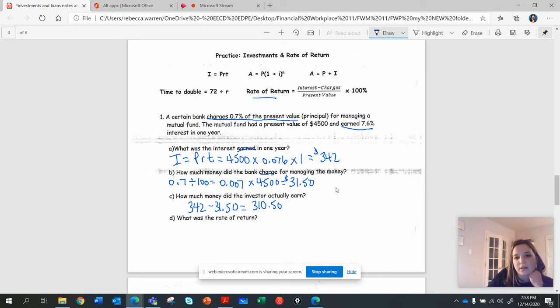Now, the next part says what was the rate of return? So that's this formula here. Notice that it says interest minus charges. Well, that's what we just did. So basically, it's the return divided by the present value or the principal. So we just calculated that the return is 310.50. And the principal amount that they invested, of course, was that 4,500.